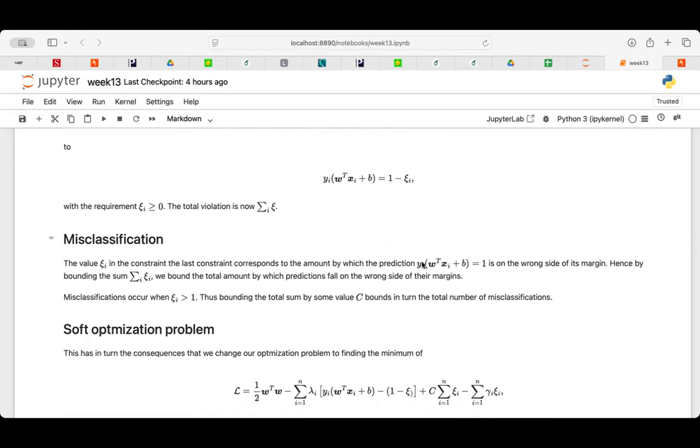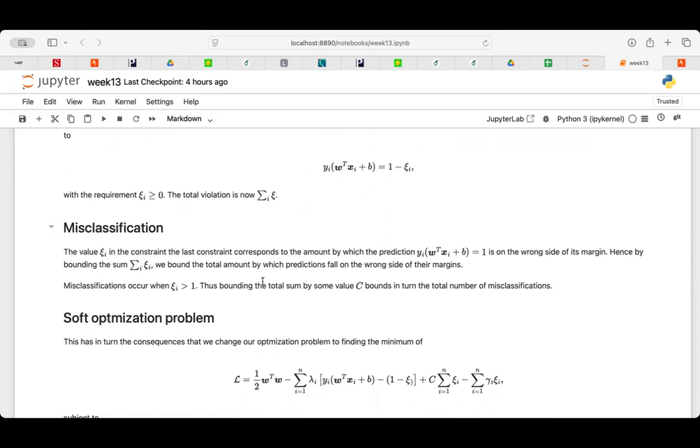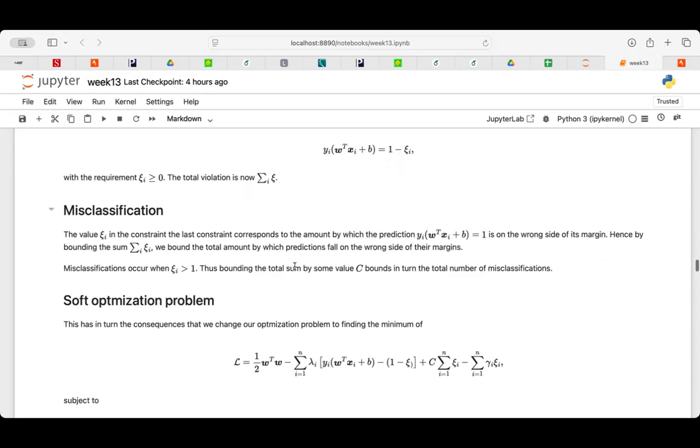corresponds to the amount by which the prediction, which we have here, is on the wrong side of its margin. Hence, by bounding this sum, we bound the total amount by which predictions fall on the wrong side of the margins. So misclassifications occur when this one is larger than 1. And this bounding value, you can bound by some value C, which is a kind of bound for the total number of misclassifications.